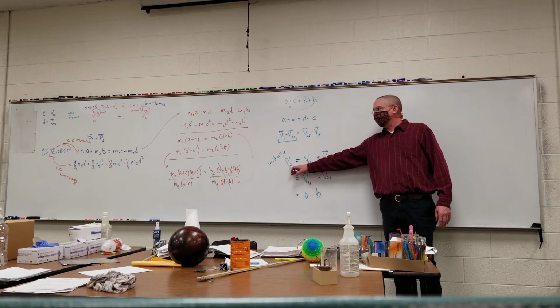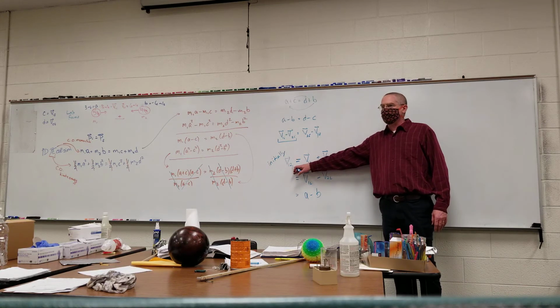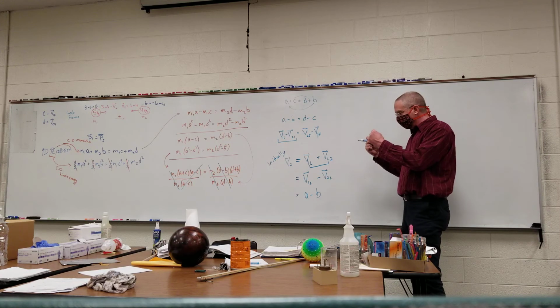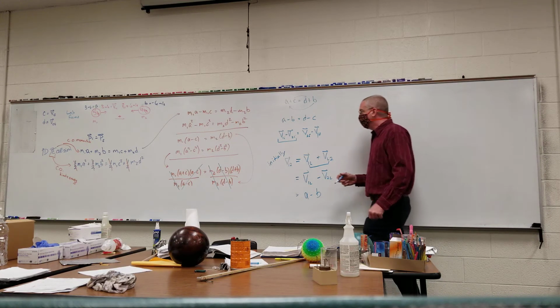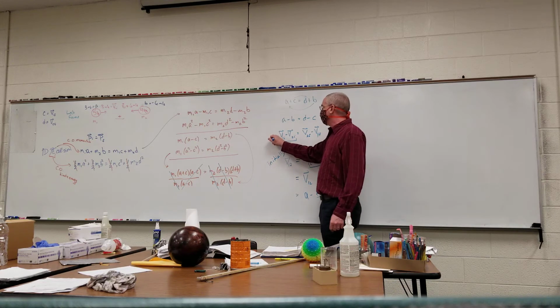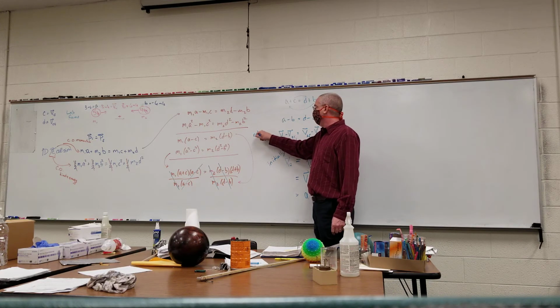Since this is the velocity of one with respect to two, if you imagine that you are sitting inside mass two, how fast is mass one coming at you? So this is known as the relative speed of approach.